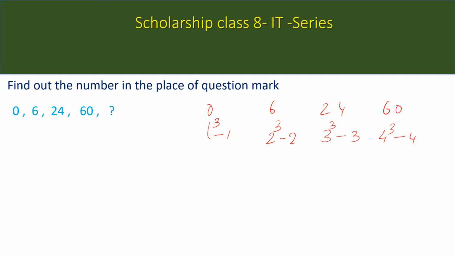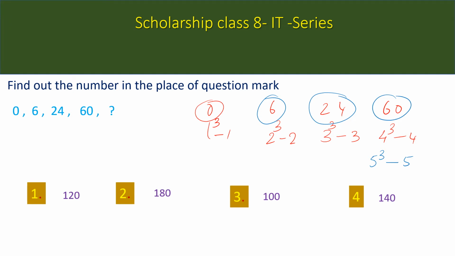1 cube is 1, minus 1 is 0. We get the first number. The second one is 2 cube minus 2. 2 cube is 8, minus 2 is 6. 3 cube is 27, minus 3 is 24. 4 cube is 64, minus 4 is 60. So the next must be 5 cube minus 5. 5 cube is 125, minus 5. The answer is 120.